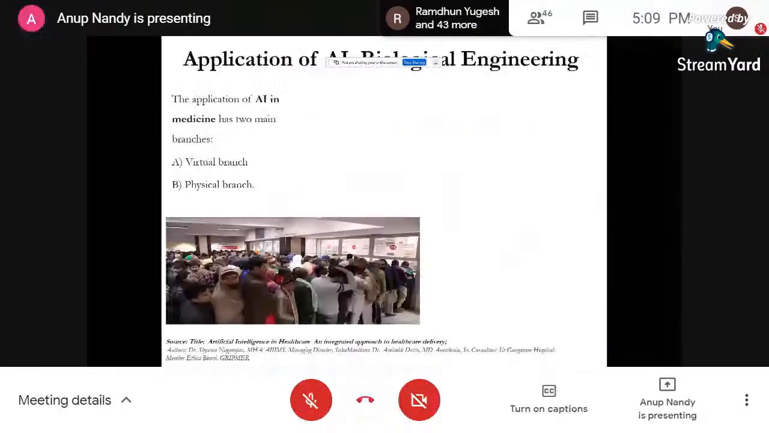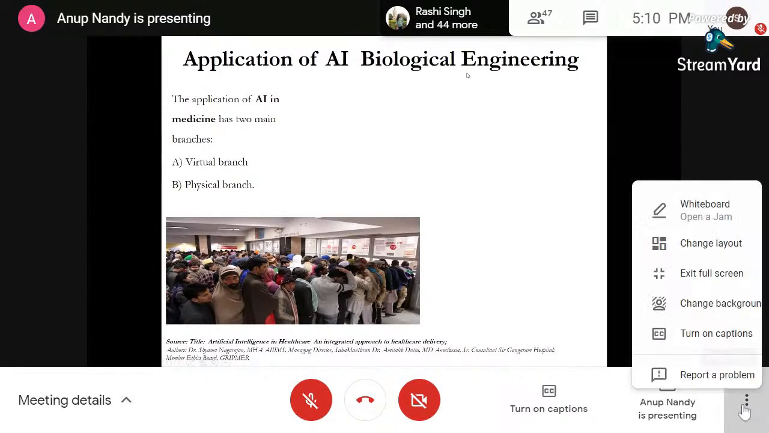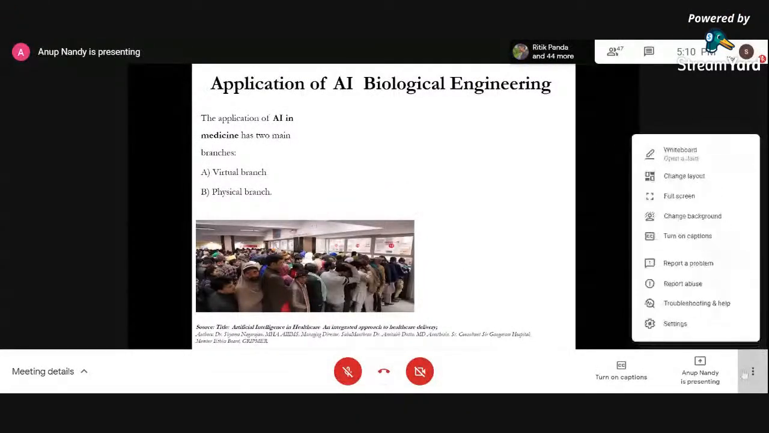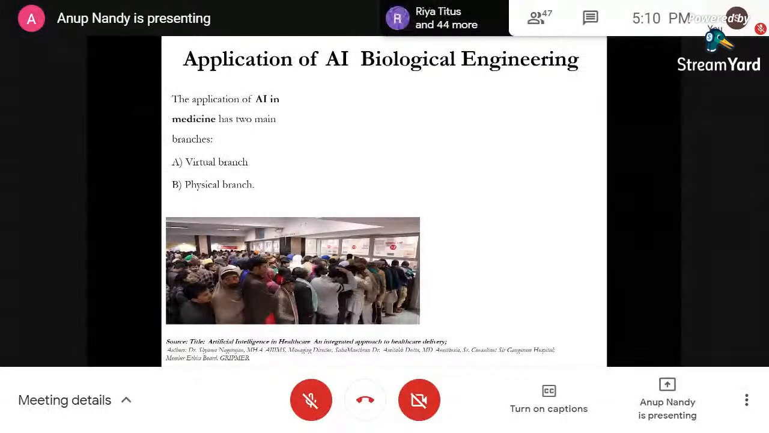So now, basically, I'll touch upon a very brief introduction of where AI can be applied and what are the benefits of AI that people can achieve in biological engineering and medicines. There are two types of applications of AI in medicines that can be categorized. One is the virtual branch, another is called the physical branch.